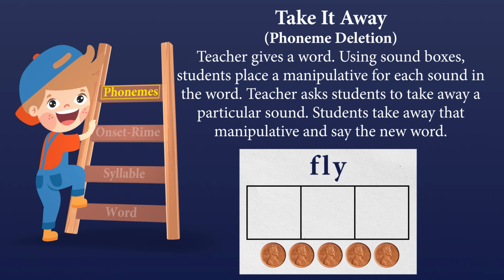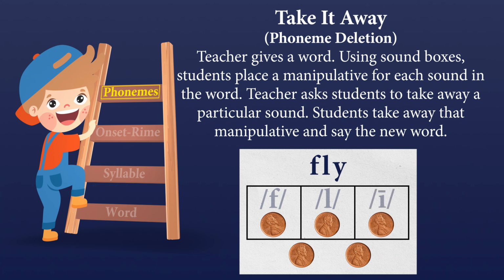Okay, let's place a penny for each sound in the word fly. The students will place 3 manipulatives sounding out f, l, I. Now say fly, but don't say f. What's left? The students will take away the manipulative that represents the initial sound, and they say lie.